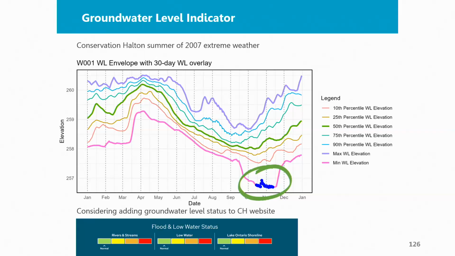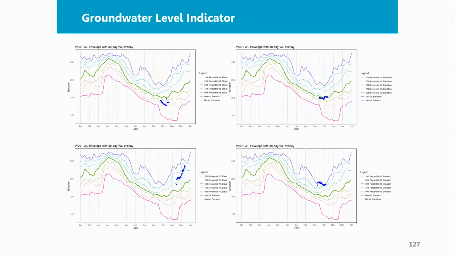For example, this is 2007 data. It was a drought year, so this data actually stretched our groundwater level envelope. And here are some examples of how we would basically say, okay, this is normal or lower, normal, above normal, or extremely high water level, groundwater level.